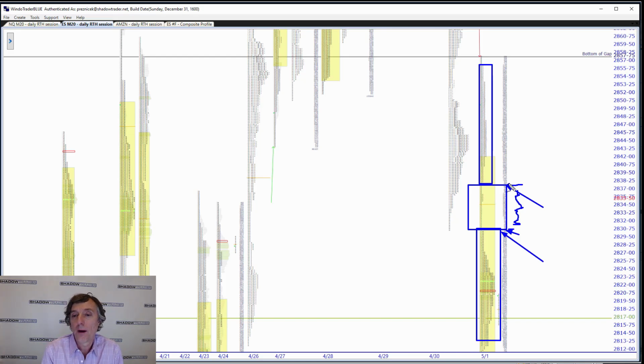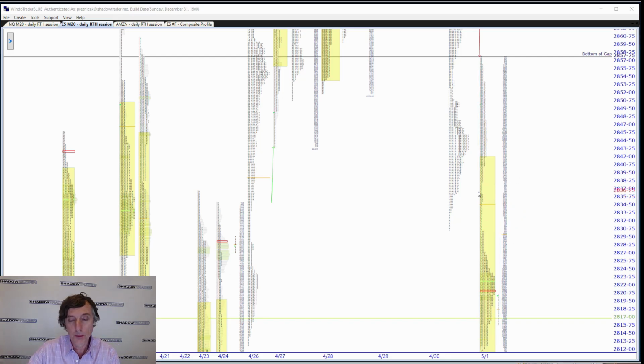Basically, in the profile where each column of letters represents a 30-minute period, you can clearly see that in this particular 30-minute period here, very little time was spent. Only this one letter kind of shot down there. So basically, what does that tell you? Shorts were hitting the button at market. Shorts were also having stops triggered. Okay, this is a sign of emotional trade.